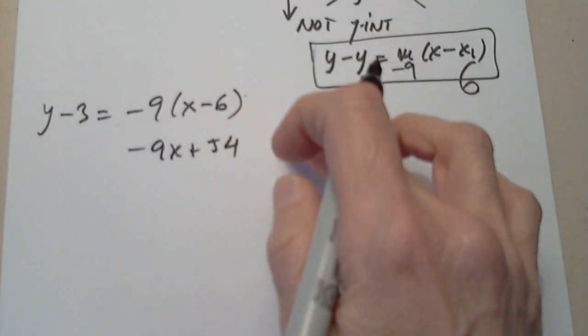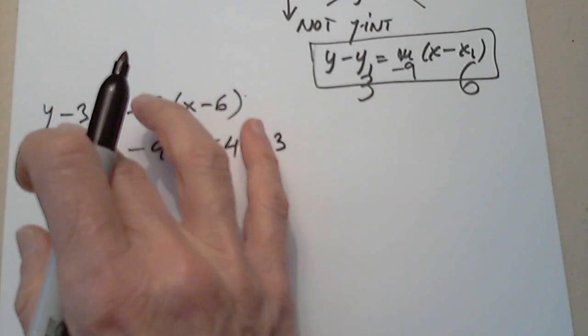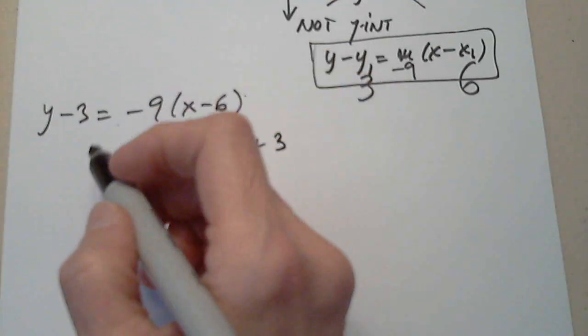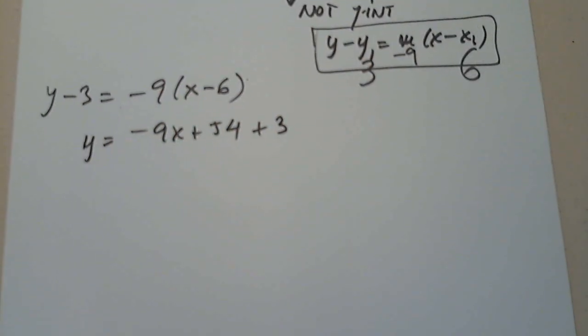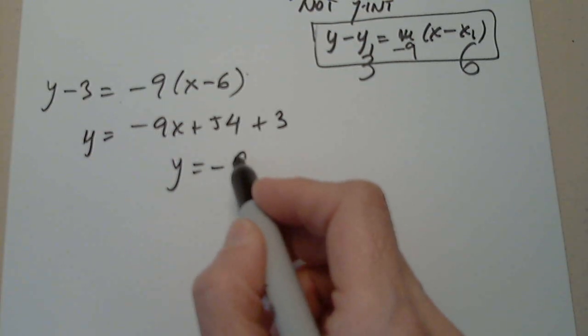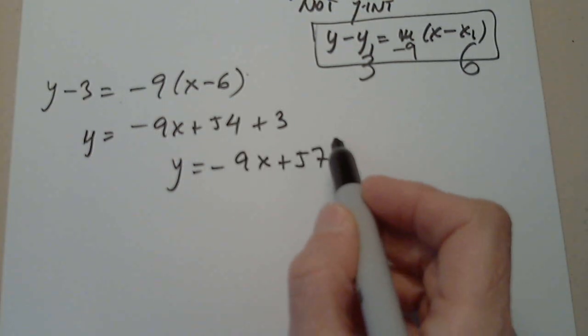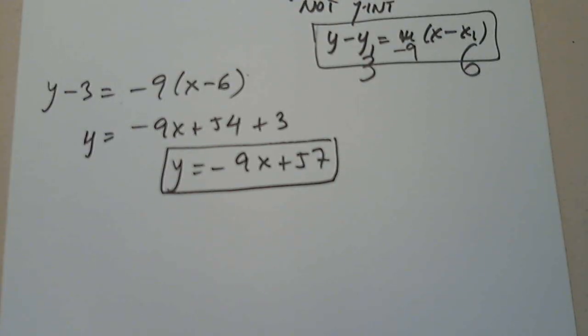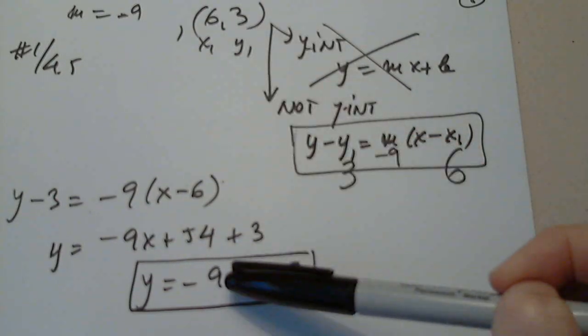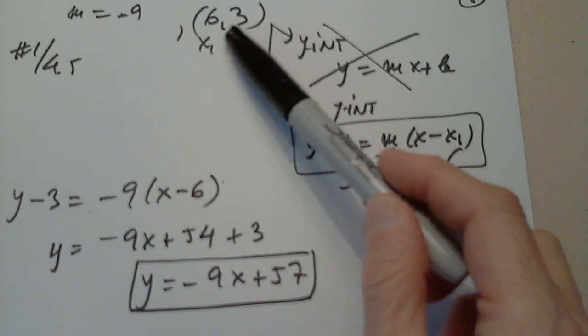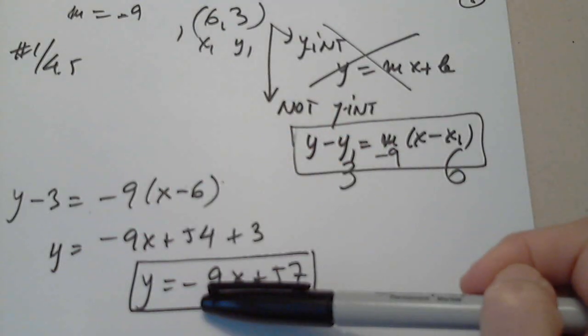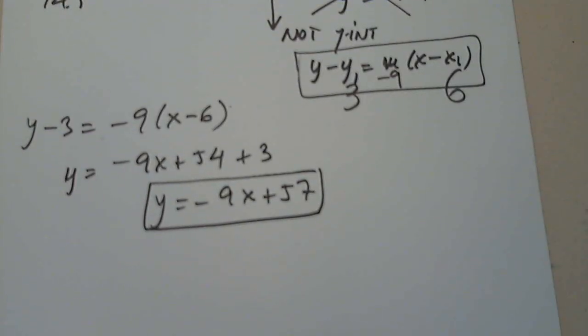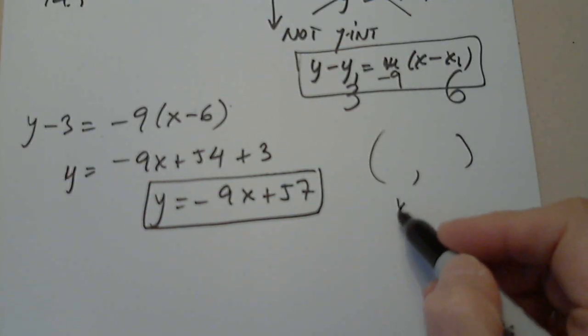And now I have to add 3. It was negative here. I move it to the other side. I have to change its sign. So then y equals negative 9x plus 57. This is the equation of the line passing, guaranteed to pass through this point, and has slope negative 9. Now, because we already have the y-intercept, can anyone give us the y-intercept?